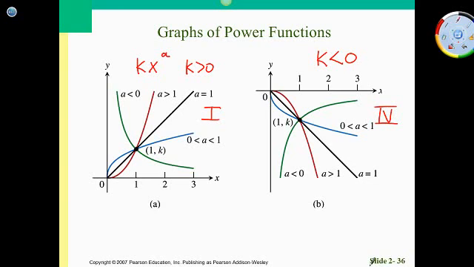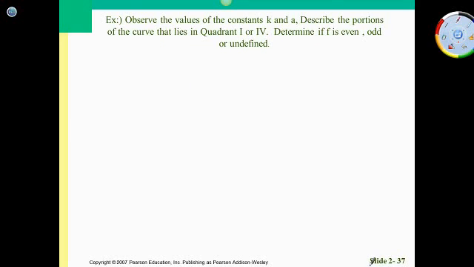Alright, last thing. You guys have on here 3 things, right? And it says, observe the values of the constant k and a. Describe the portion of the curve that lies in quadrant 1 or 4. Determine if f is even, odd, or undefined when x is less than 0. What's the first one you see written down?